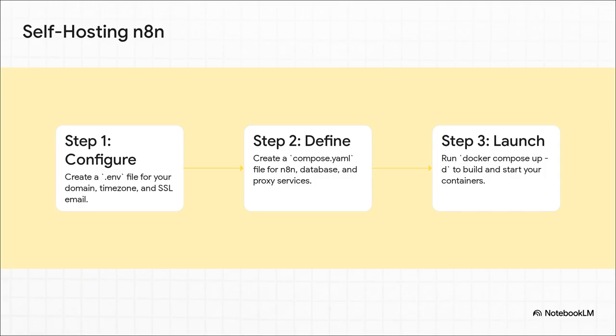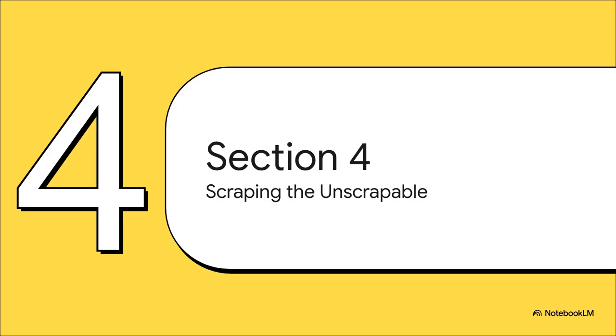You make one file for your variables, define the services in another, and then run one single command. That's it. You're ready to go. Okay, our base of operations is established. Now for the fun part. Let's deploy our toolkit. We're going to start simple and then ramp things up to see how n8n can handle everything from easy static sites to those really heavily protected web apps.